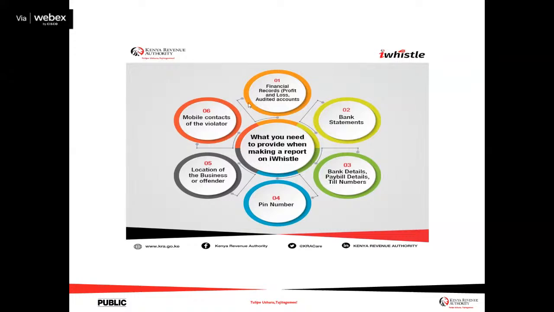So what will you be asked to provide when making a report on iWhistle? If you have financial reports, profit and loss audited accounts, if you have bank statements to support the reports, banking details, pay bill details, till numbers, PIN number, location of the business or offender, mobile contact of the violators. If you have this information, it will be good to include them in your report on iWhistle, so that you'll be able to guide the team on how to follow up on the report.